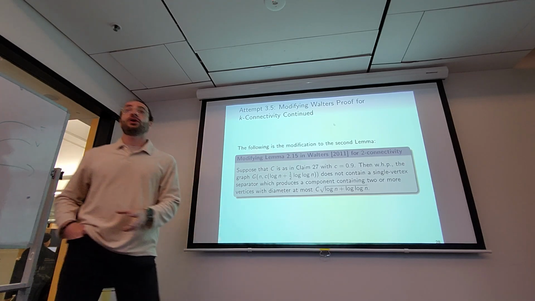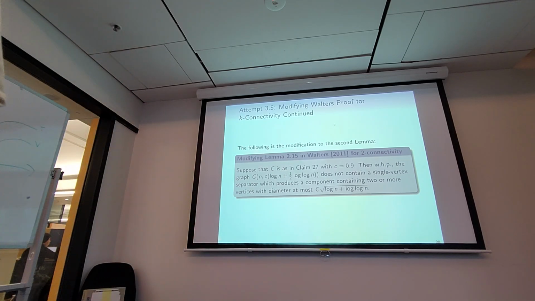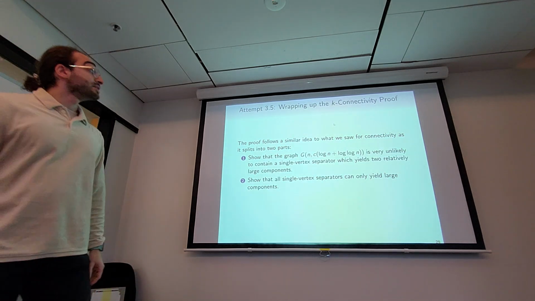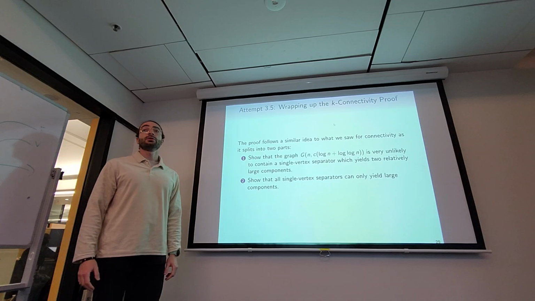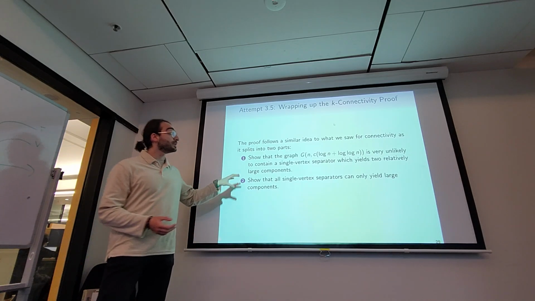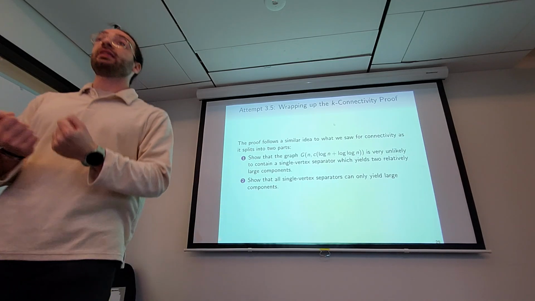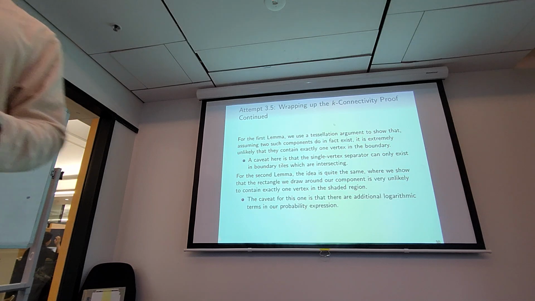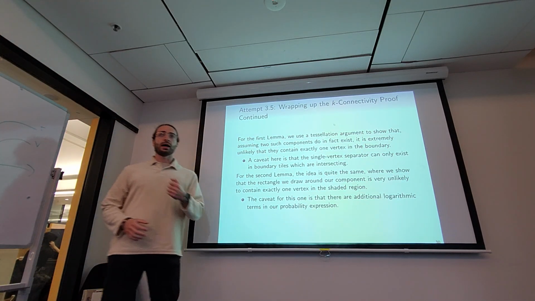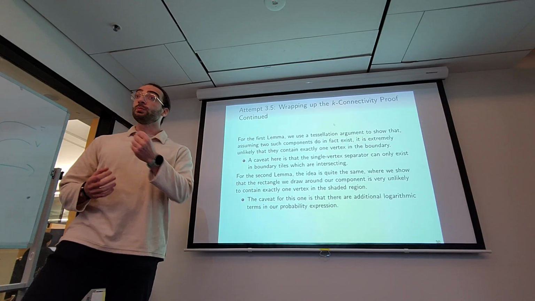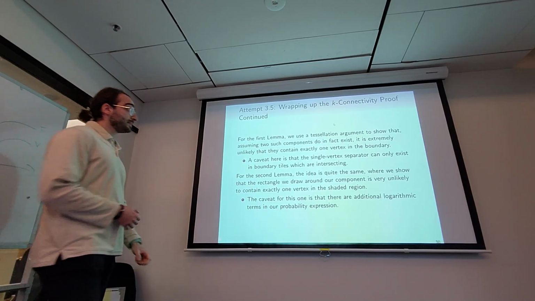And those are the two modified lemmas that we came up with for two connectivity. And so this is essentially saying the same thing which we've already gone through. So we're looking at the single vertex separators for these two lemmas and putting those together to get the two connectivity result. And I'm going to go through some of the proof techniques we use here, some things that we ran into which were a little bit different than the connectivity case.